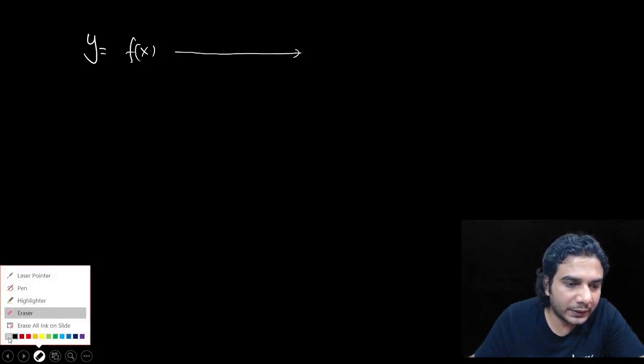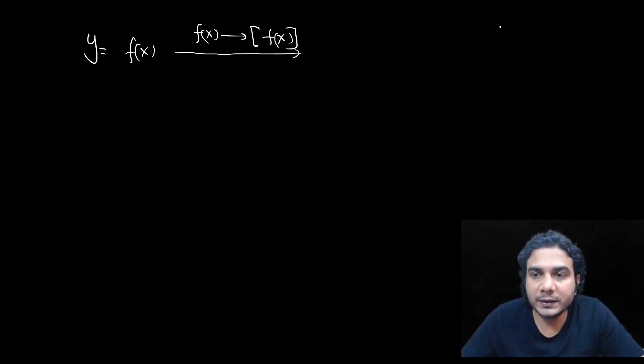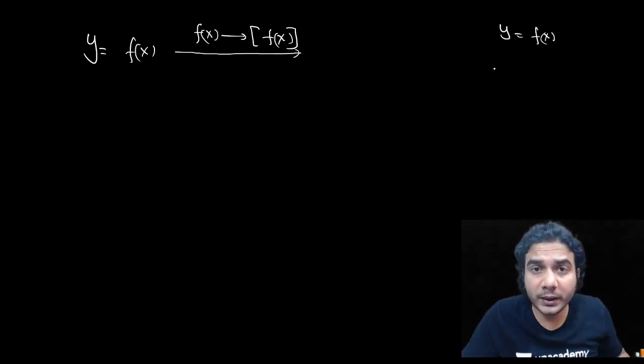Then we'll see how this graph is transformed. So you can see f(x) is replaced by greatest integer of f(x). So three types of transformation you can do in this equation y = f(x). What are these three transformations due to the greatest integer function?